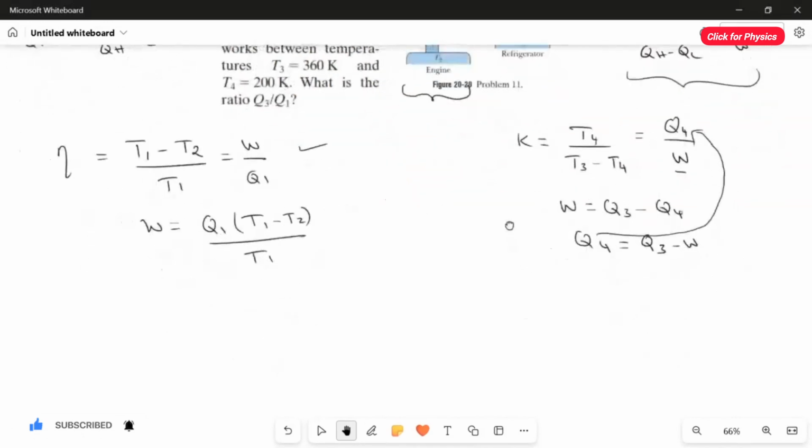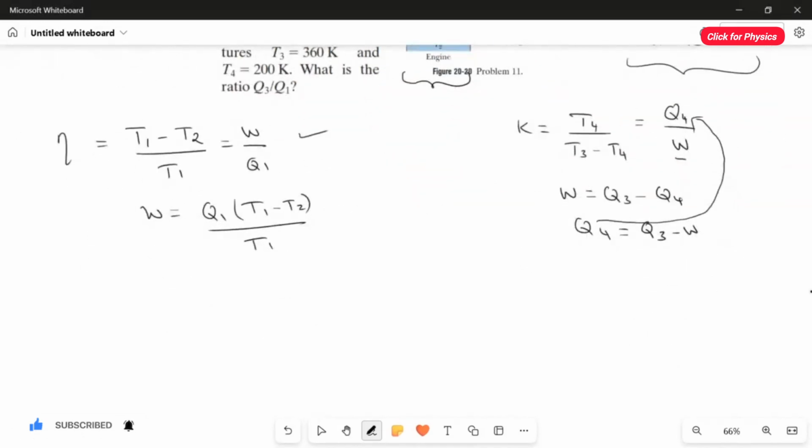Clear? So let's substitute. So what we will get? K equal to T4 over T3 minus T4, which is equal to, in place of Q4, I have to use this. So Q3 minus W over W. So now we can split this part into two.